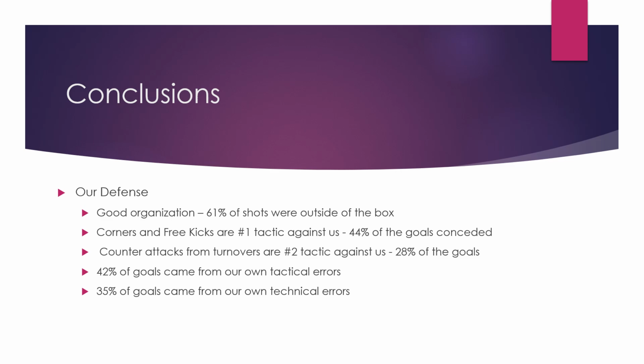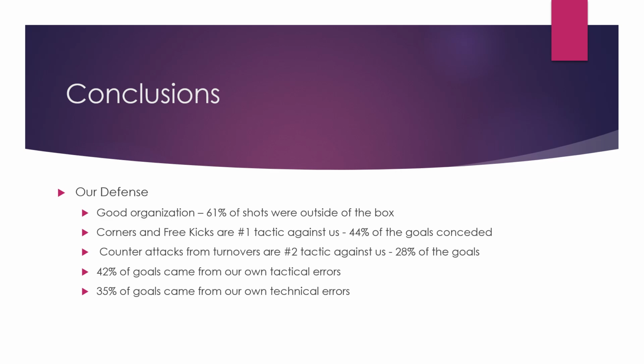Defensive conclusions. We have really good organization. Our defense is really good at keeping the shots outside the box. 61% of our opponent's shots were taken from outside the box. That gives the goalie a better chance at stopping that ball.